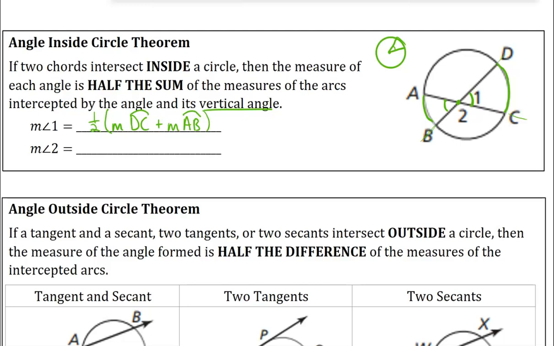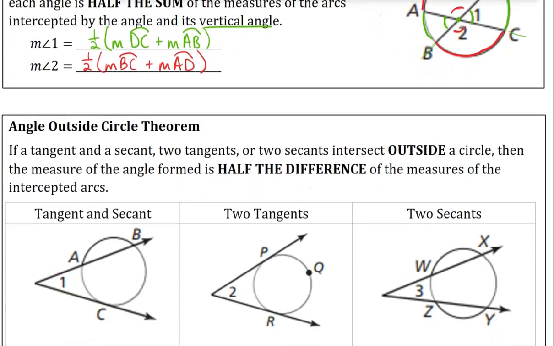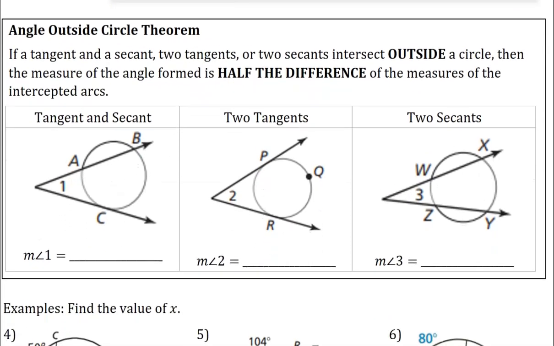And then for the measure of angle 2, this angle down here, its vertical angle, and I'm not using arcs to mark these congruent. This is just me making a note of which arcs and angles I'm talking about. So this one intercepts arc BC, and its vertical angle intercepts arc AD. So now the measure of angle 2 is half the sum of arc BC and arc AD. Okay. Let's go ahead and do the last one, and then we will do some examples and summarize all these.